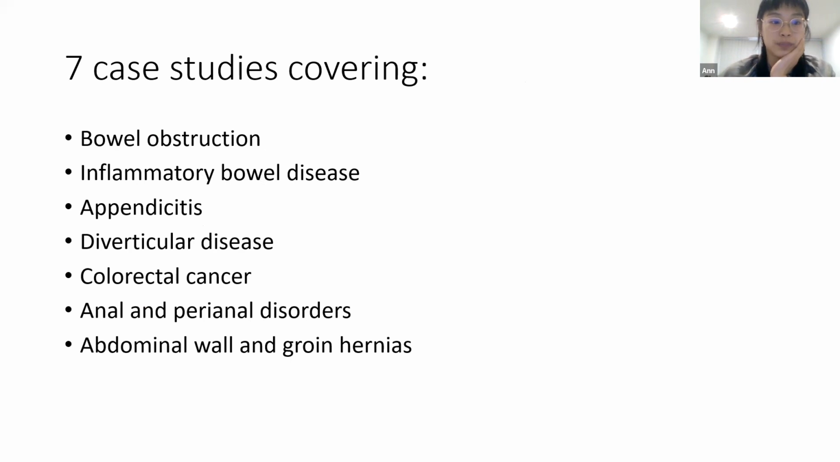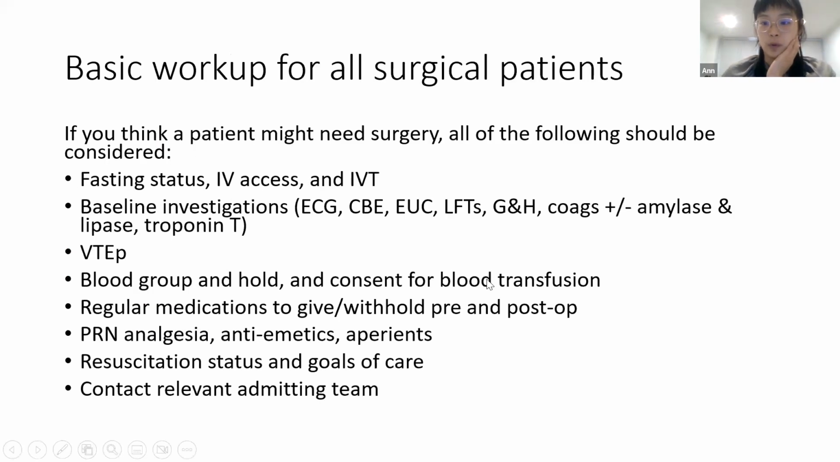So we'll get started. One thing that's common to any pathology that might be surgical, you should include the following things: finding out whether the patient's fasting and when their last meal was, finding out whether they have appropriate IV access and are they being given maintenance or resuscitation fluids. Always get the same baseline investigations for any patient who's being admitted. Sometimes you might want to do amylase and lipase or troponin if they have, for example, pain that radiates to the back or epigastrium up towards the chest. Everyone will need some form of VTE prophylaxis.